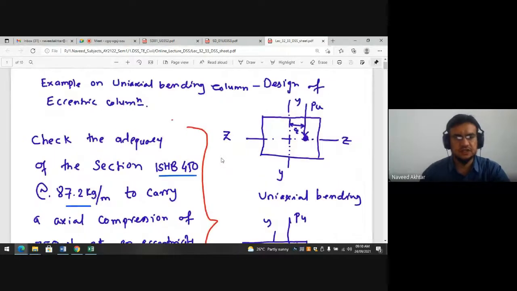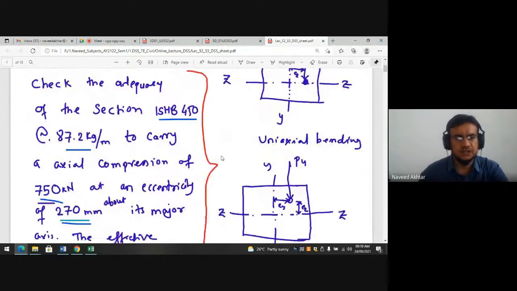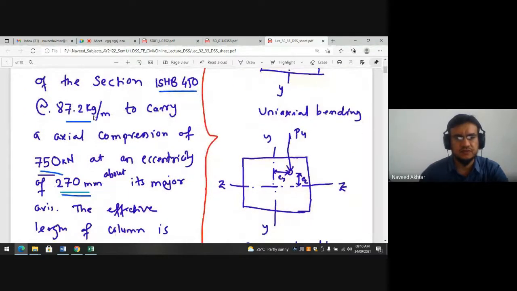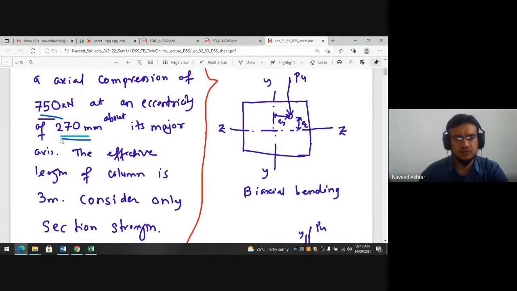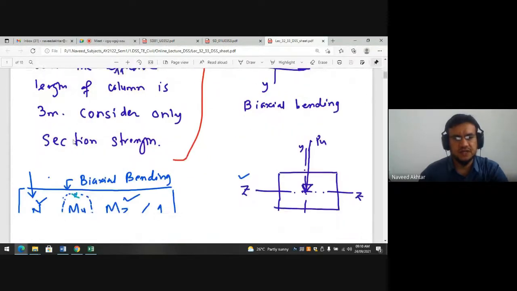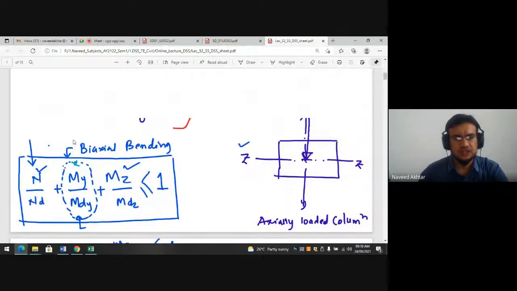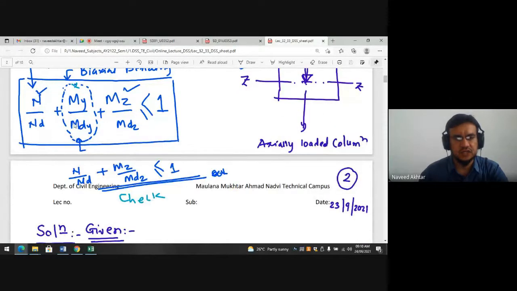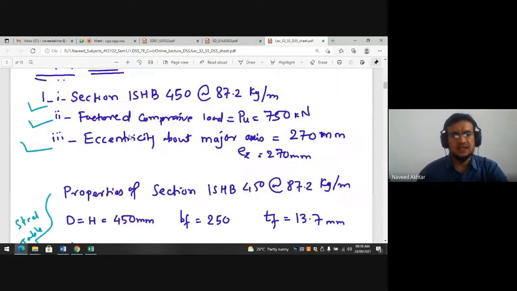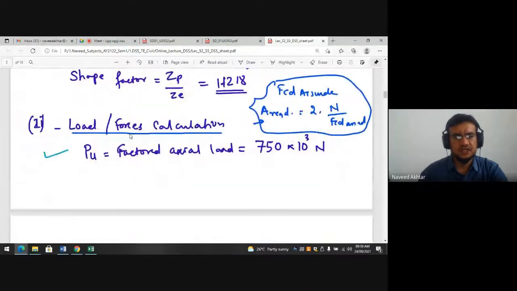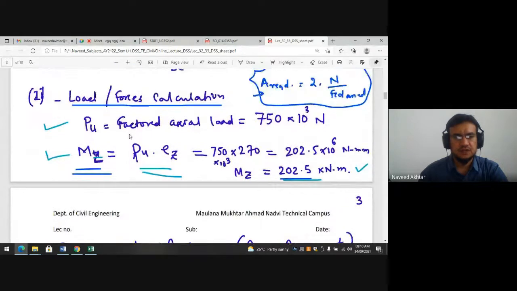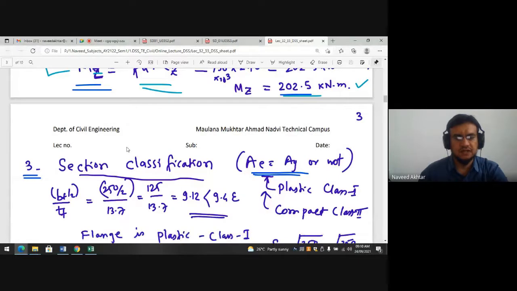Yesterday we completed this example. Check the adequacy of the section ISHB450 to carry axial compression 750 kN at an eccentricity of 470 mm about its major axis. So this is uniaxial bending, then only two terms here, N upon ND and MZ upon MDZ. Then we write down what is given in the example and the properties of the given section. Then we find out the forces on the column, that is the given column.